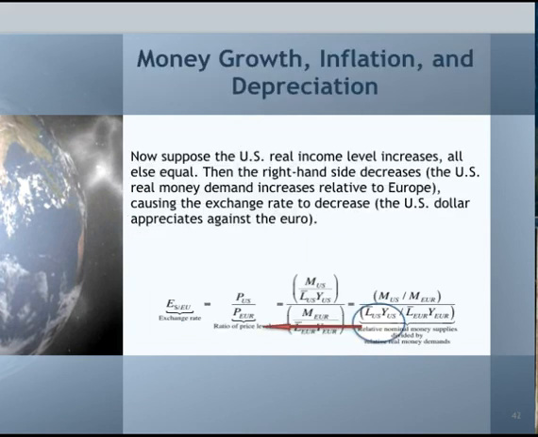Now let's suppose the US real income level increases, all else being equal. That means that on the right-hand side we're going to experience a decrease, that is, the U.S. real money demand is going to increase relative to Europe. And this causes the exchange rate to decrease. The U.S. dollar appreciates again against the euro.